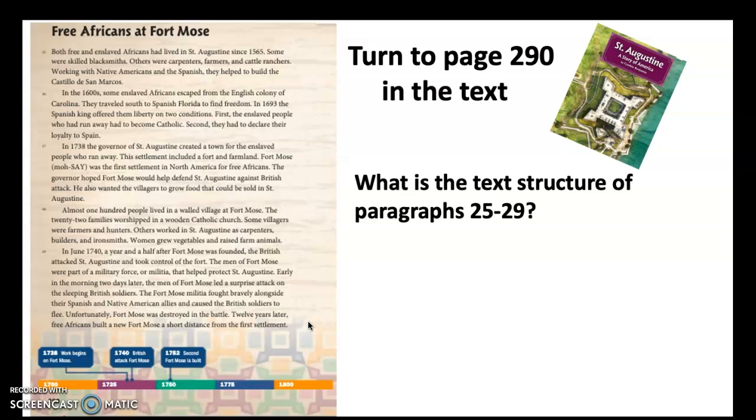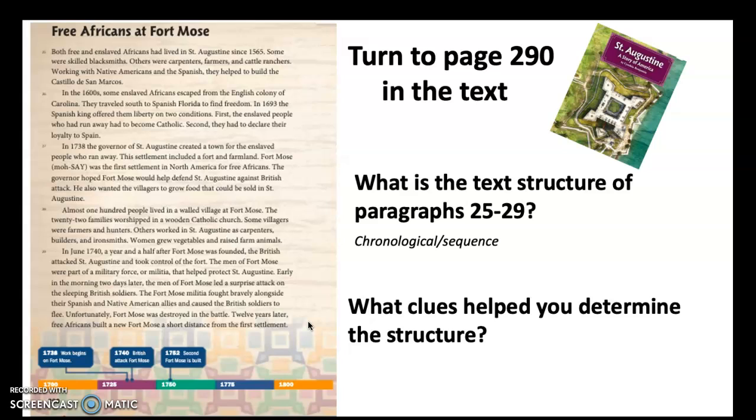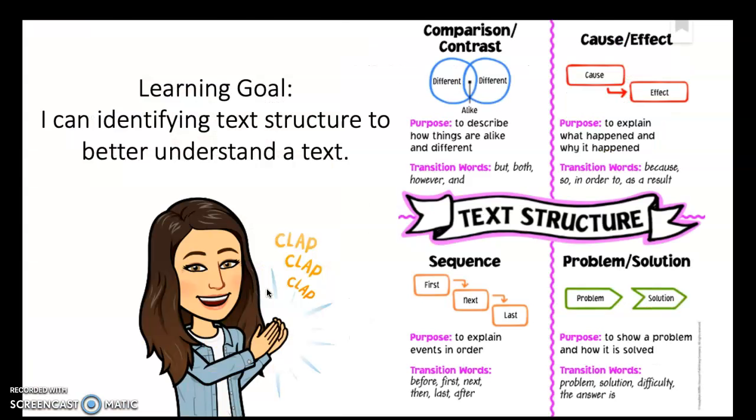Did you guys get a chance to reread? Did you talk about the text structure? If you said chronological or sequence, you are absolutely correct. Give yourselves a high five. What clues helped you determine the structure? Can you and your partner find some clues that helped you determine it was chronological? The dates, right? And look at here, there's a timeline. I know in the text there were words such as a year and a half, 12 years later. Those are all clues to help you determine that this is a chronological sequence of events.